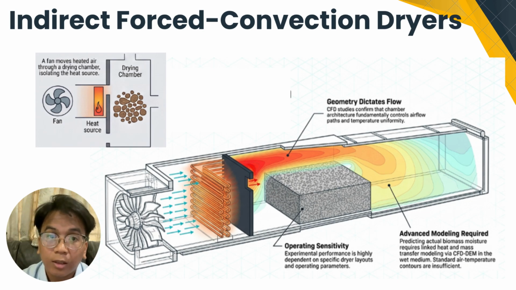Secondly, previous studies on indirect forced convection dryers show that separating the heat source from the drying product provides cleaner and safer drying air. In this type of system, a fan forces heated air through the drying chamber, and research has shown that dryer geometry and operating conditions strongly affect airflow behavior and temperature uniformity. Safety studies also highlight that predicting drying performance requires considering both heat and mass transfer, especially when moisture removal from the biomass needs to be evaluated.